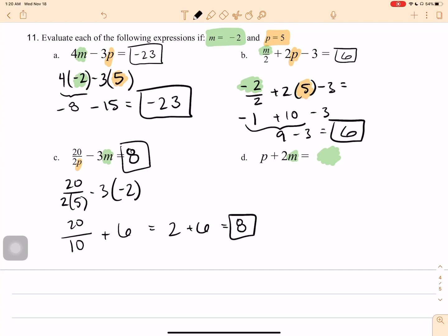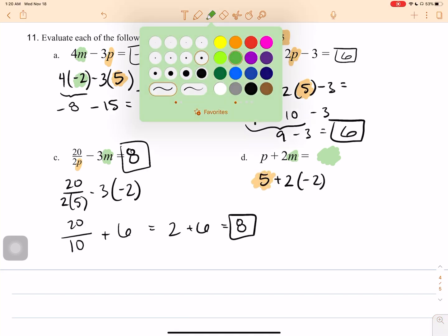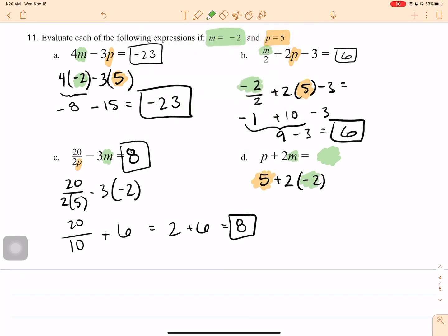So now another one. P plus 2M equals blank. So here the P is a 5 and the M is -2. So here's the 5 there, and then the -2 right here. So this is going to be 5 and then -2 times 2 is going to be -4. So 5 minus 4 is 1.